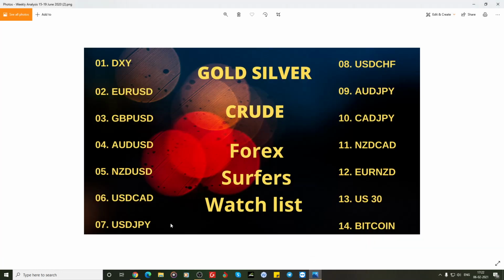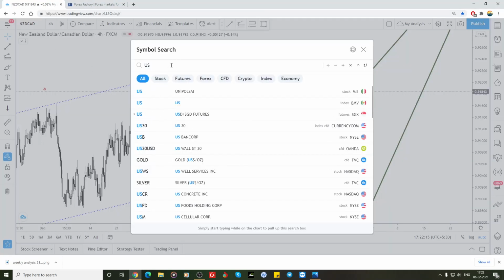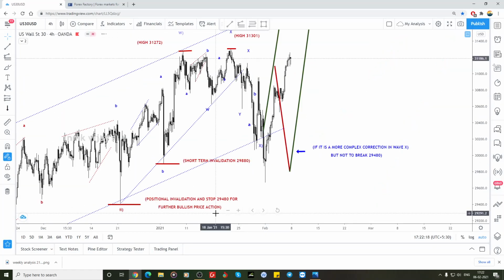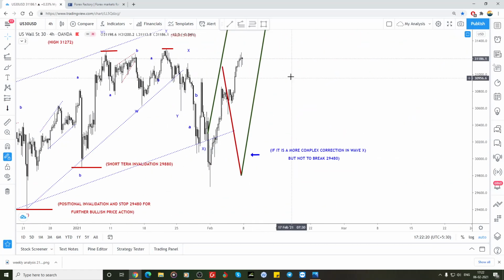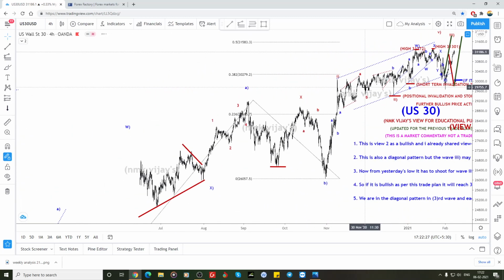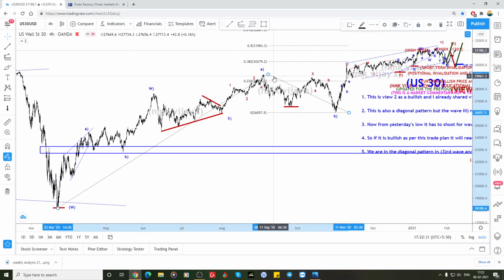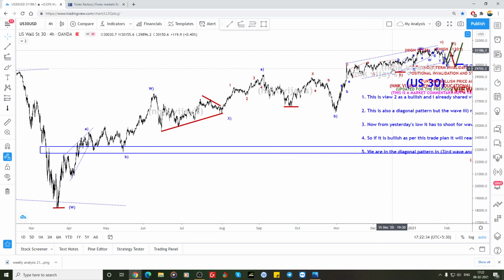What else is next? I think it's getting too late. So US 30. See, it is all three waves, right? It's tough, very tough. If it is making a three-wave structure in the C wave, it's a diagonal pattern only. And this is wave 1, 2, 3, 4, 5 also. Mind that this is A, B, W, X, A, B, and C.